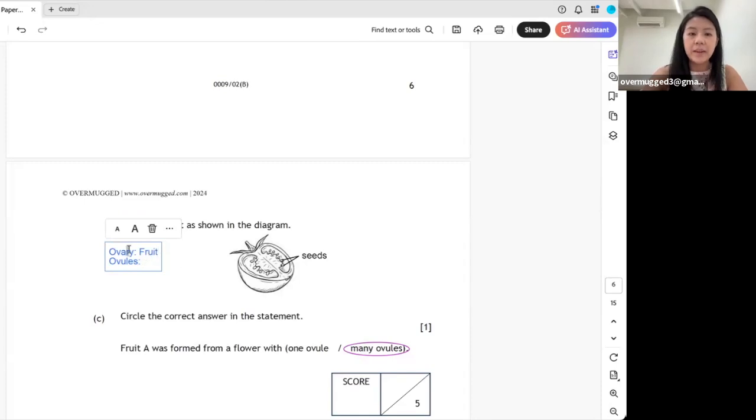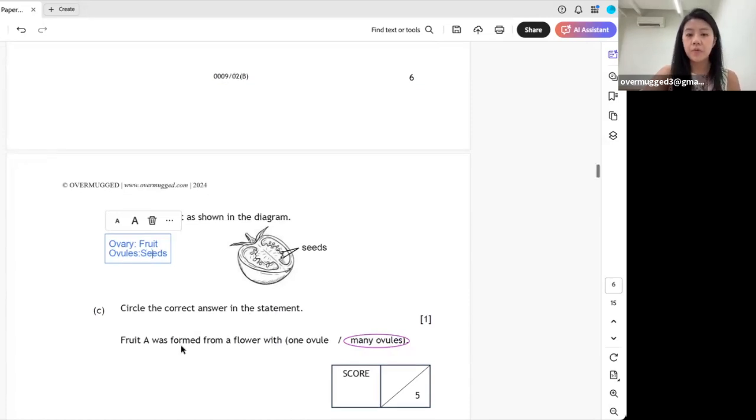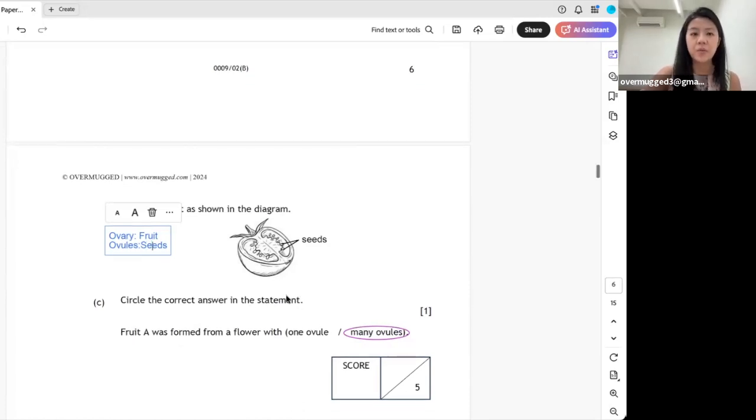So ovary has a letter R inside. Fruit has a letter R inside. So the ovary eventually gives you the fruit. On the other hand, ovules form the seeds. How do I remember that? Ovules has letter E in it. Seeds has letter E in it. Okay. So hopefully this will help you to not get mixed up which part forms the fruit and which part forms the seeds, okay? And because fruit A has more than one seed, as you can see in the diagram, fruit A was formed from a flower with many, many ovules, okay?